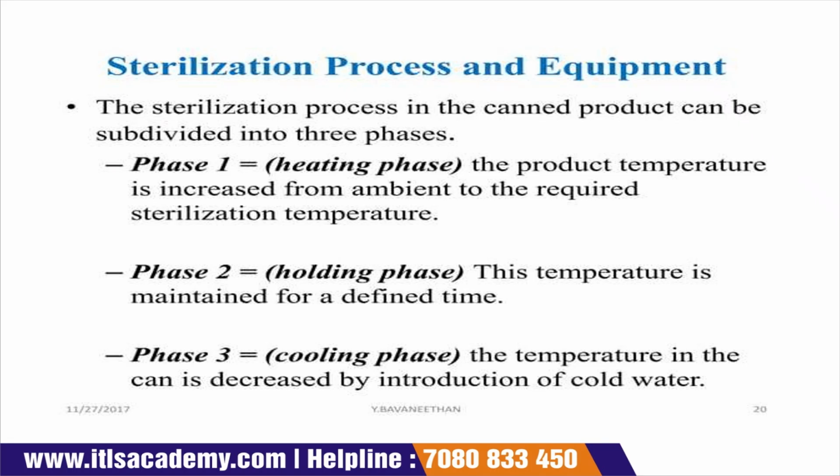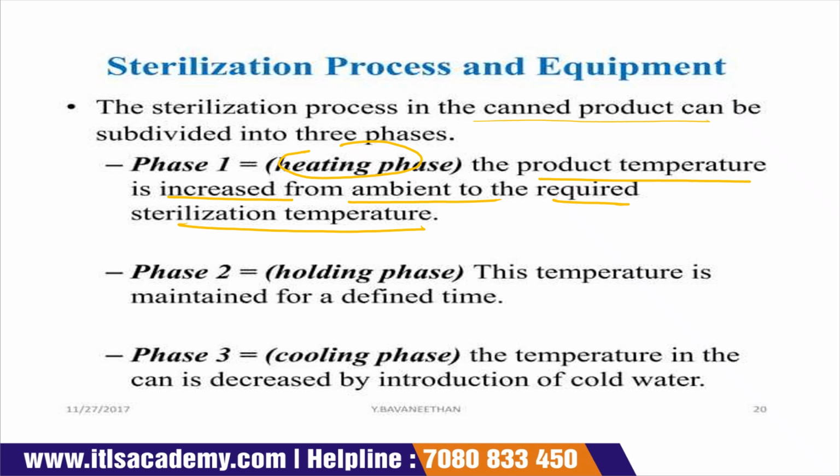Sterilization process and equipment. The sterilization process in canned food can be subdivided into three categories: phase 1, phase 2, and phase 3. Phase 1 is your heating phase. In the heating phase, the product temperature is increased from ambient to the required sterilization temperature. The product is at normal room temperature, and we have to increase the product temperature from room temperature to the sterilization temperature.